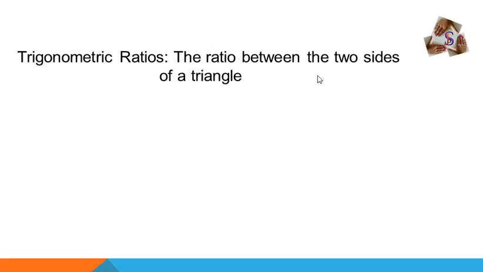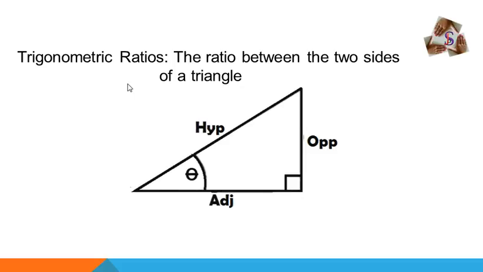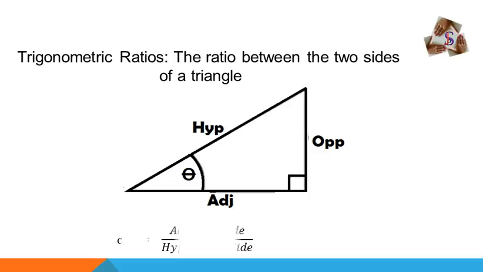As the name suggests, it's a ratio. So we are comparing two sides, and both the sides are of the same units. So when we compare the two sides, we divide one side by the other side. So the ratio between any two sides of the triangle is called a trigonometric ratio. Now let us understand it clearly.